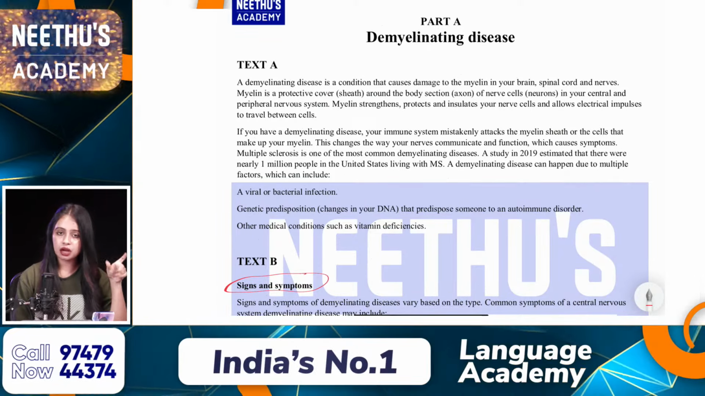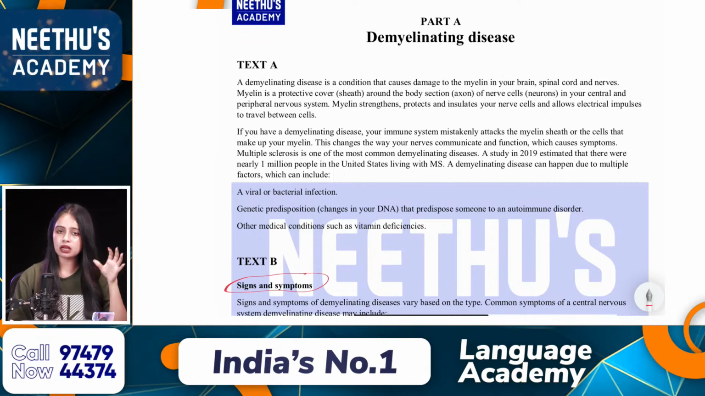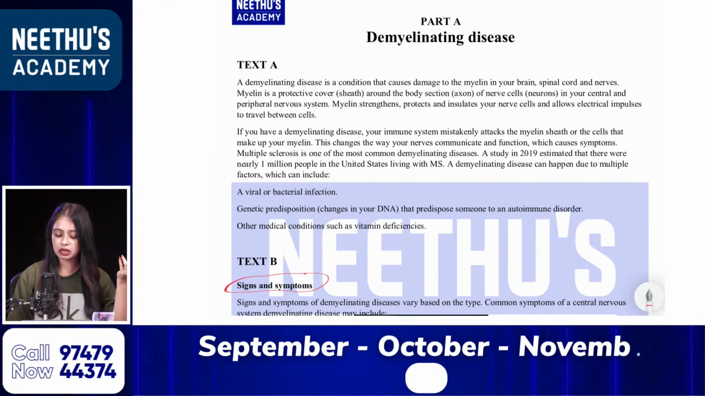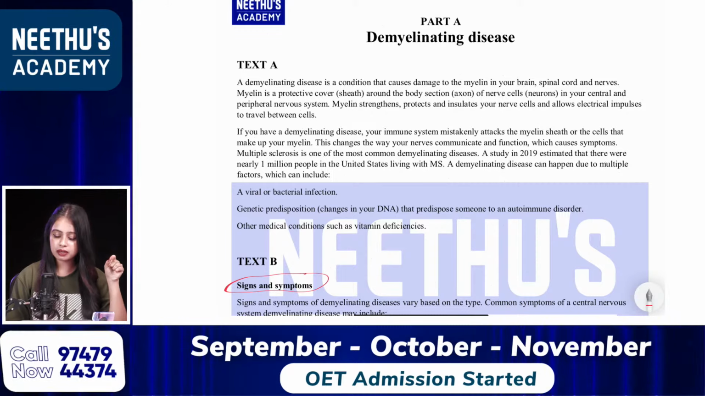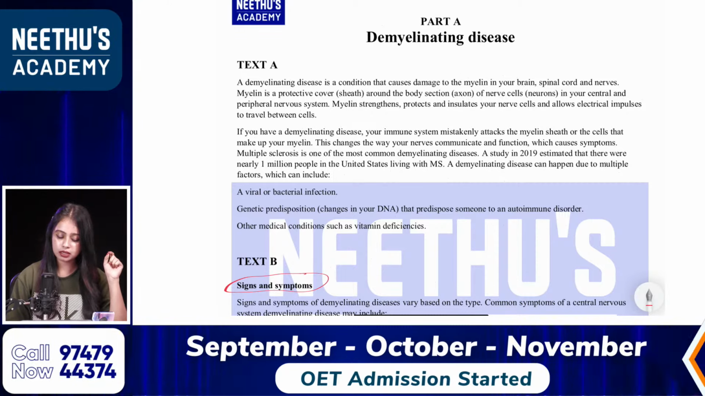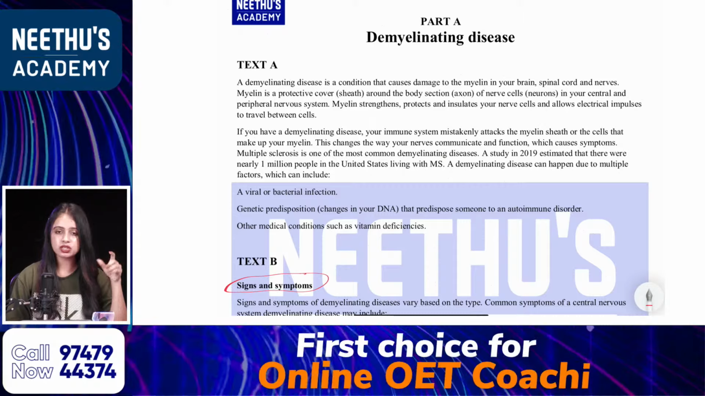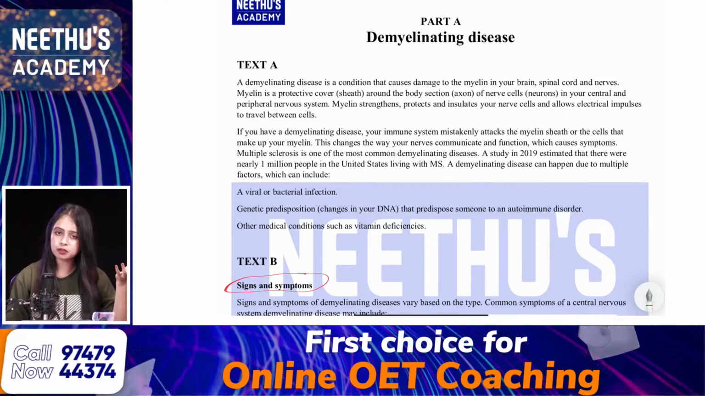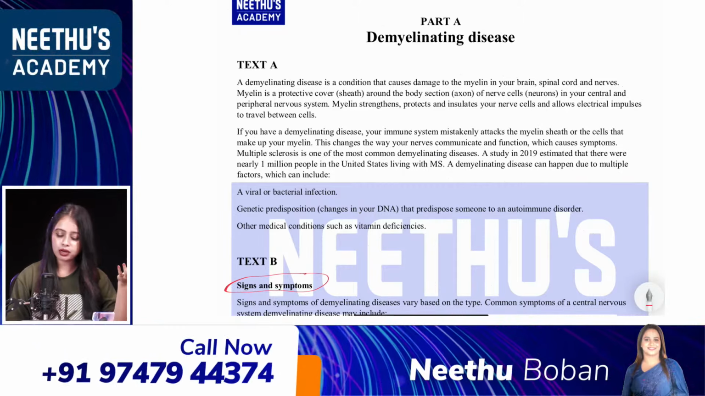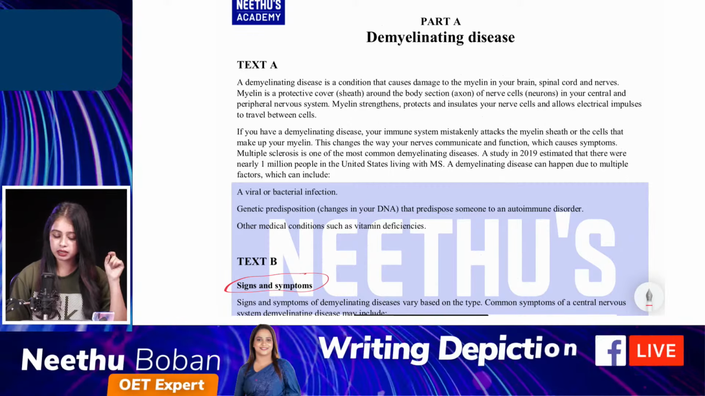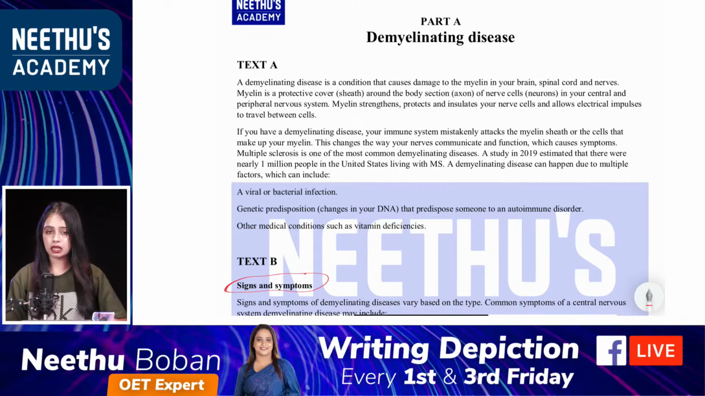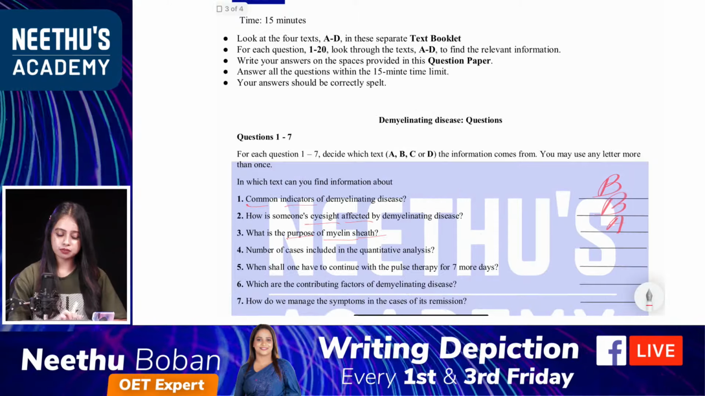Myelin is a protective cover, that means a sheath. The sheath is a cover. So that means a protective sheath around the body section of nerve cells in your central and peripheral nervous system. Then myelin strengthens. Okay, so what is the purpose of it? It strengthens, protects and insulates your nerve cells and allows electrical impulses to travel between cells. Okay, so that means the answer is from A.